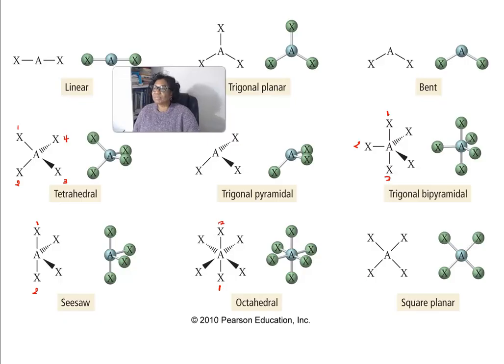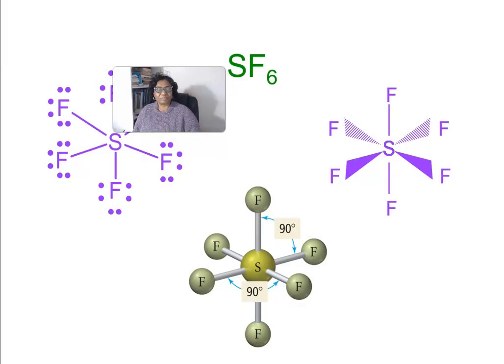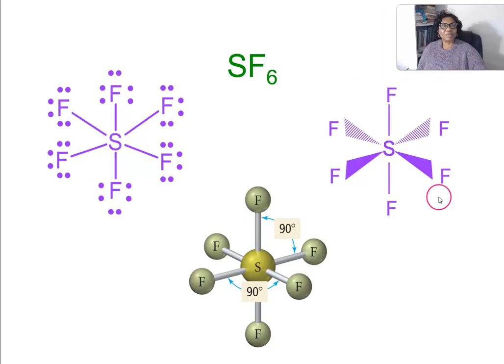So let's look at some examples. So this is SF6, you see. So this is its shape. This is octahedral. So this is how you represent it. See how you represent it.